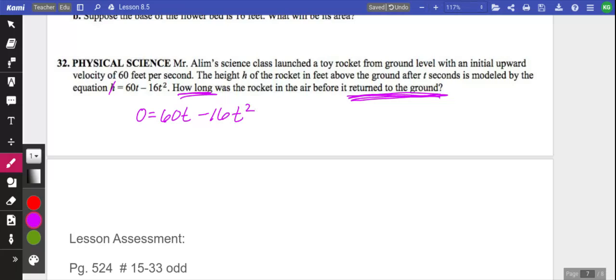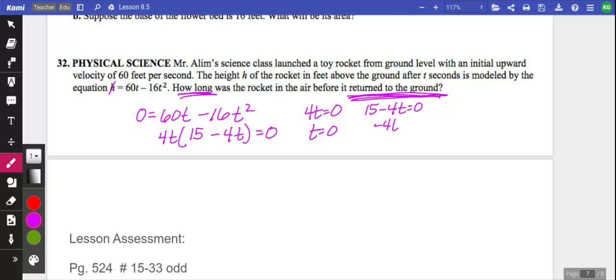So the greatest common factor between 60 and negative 16 is 4t. So if I divide that out, it'd be 15 minus 4t equal to 0. So I set 4t equal to 0, and I set 15 minus 4t equal to 0. Divide by 4 and get 0. On this one, first I subtract 15, then I divide by negative 4, and I get 3.75 seconds.